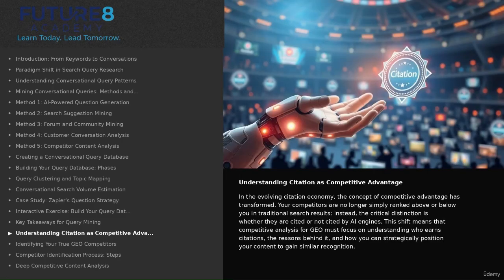Understanding citation as competitive advantage. In the evolving citation economy, the concept of competitive advantage has transformed. Your competitors are no longer simply ranked above or below you in traditional search results. Instead, the critical distinction is whether they are cited or not cited by AI engines. This shift means that competitive analysis for GEO must focus on understanding who earns citations, the reasons behind it, and how you can strategically position your content to gain similar recognition.